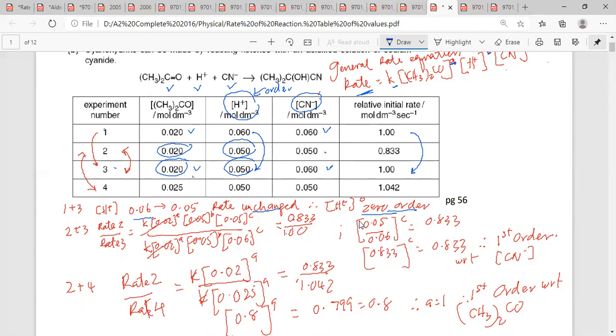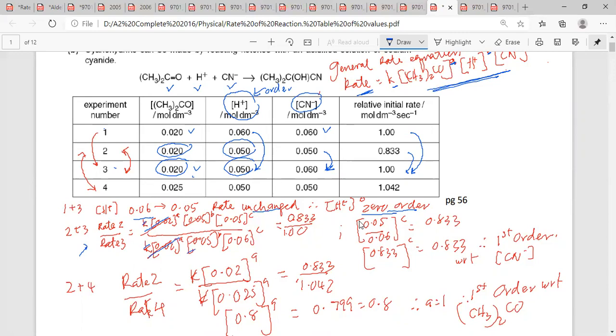So the cyanide concentration is changing here, increasing. Going from 0.05 to the other value, it's hard to know the ratio by eye, so I put it this way. Rate 2 over rate 3, I use the whole rate equation and just put in the concentrations. Remember, the propanone can be cancelled off, and k is the same, so it can be cancelled off too.